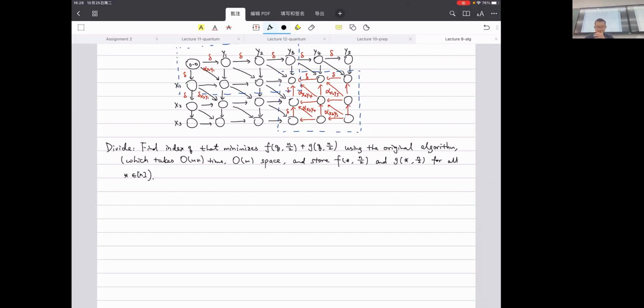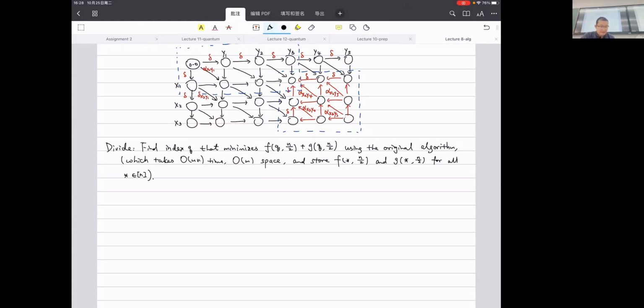Nevertheless, this is still something that can be given by the original algorithm, because it saves the value of the last column. The last column here, if this value is n over 2, is just like the n over 2 column in the original.